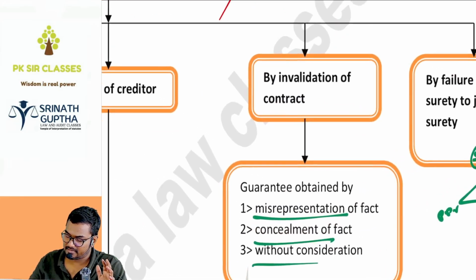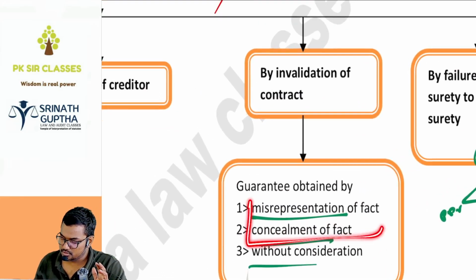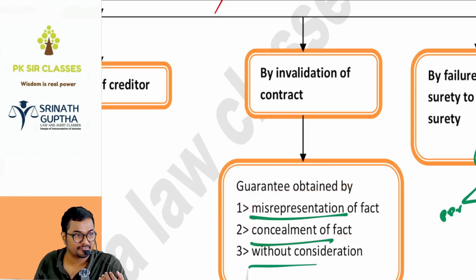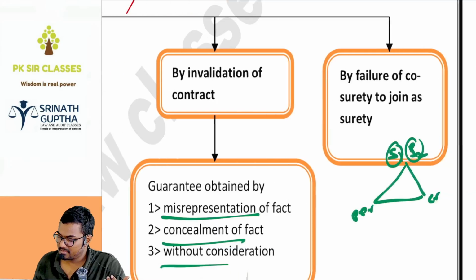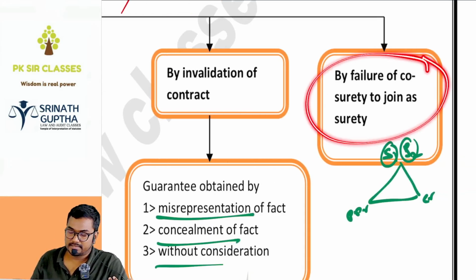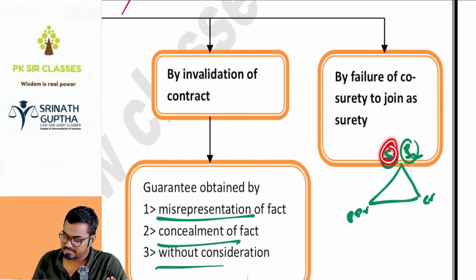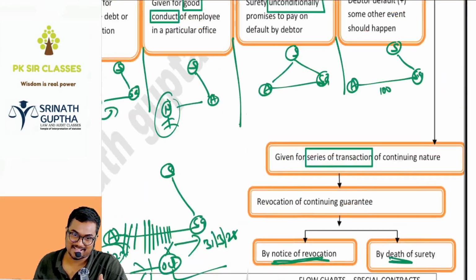Next one, by invalidation of the contract, that is the surety and principal debtor hiding the material information. Which information? Last one, co-surety is unable to join. S1 said, I will join as a surety if S2 also joins. Whether S2 has joined, no. S1 will be discharged.